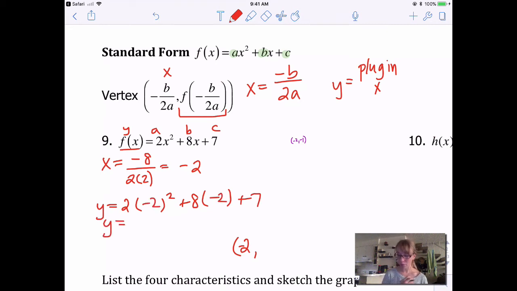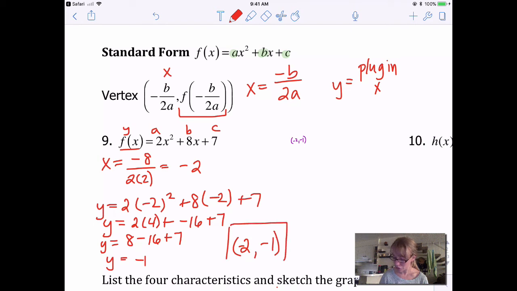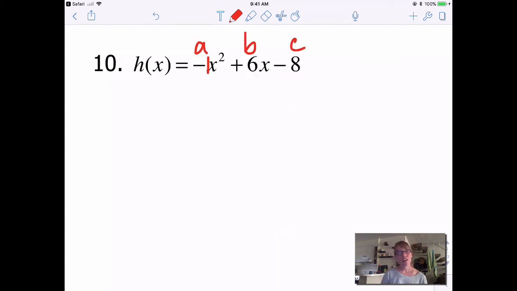So I get y is 2 times -2 squared. So 2 times 4 plus 8 times -2 is -16 plus 7. You can plug that all into your calculator, or you can keep working it out. You get 8 minus 16 plus 7, which ends up being -1. So our final answer here is -2, -1, just for your vertex.